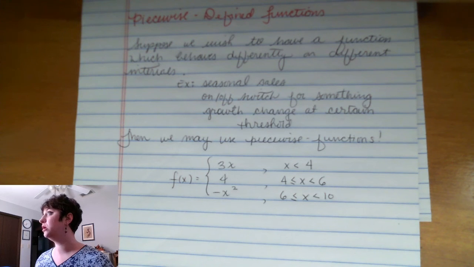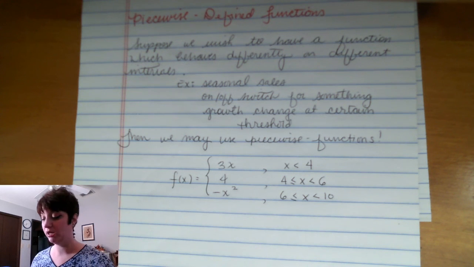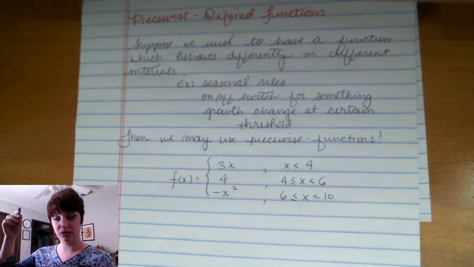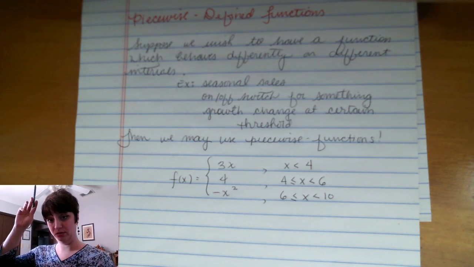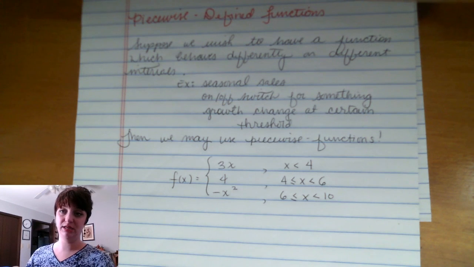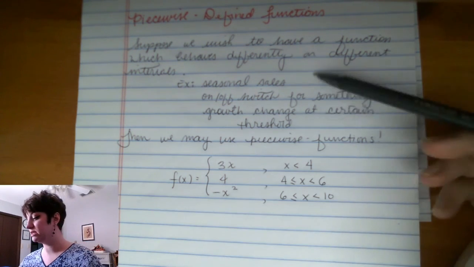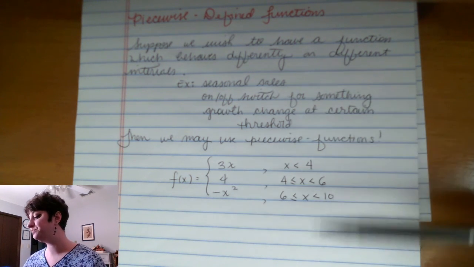Growth change at a certain threshold. Say you have a bacteria colony, it's growing, and then at a certain threshold, there's too many of them and they start dying off. So once there's 20,000 bacteria, they stop growing and start dying. So those are examples of why we would want to use a piecewise defined function.